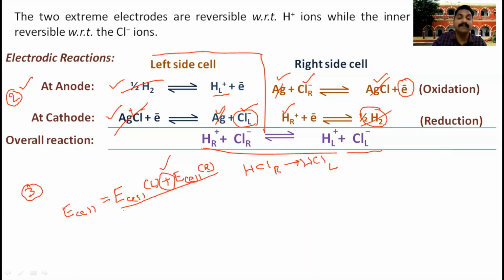Now E cell on left hand side, how to write? Here E cell on left hand side, again we are having anode and cathode, which means E2 minus E1.